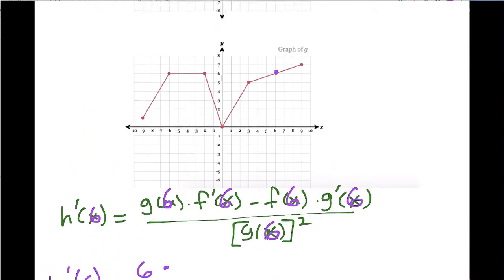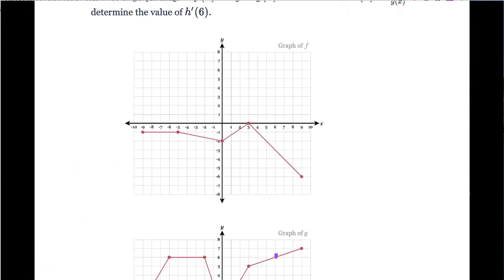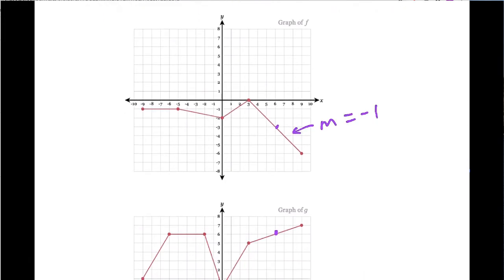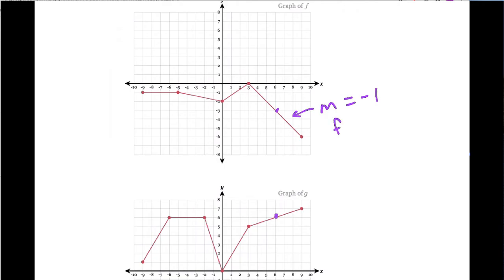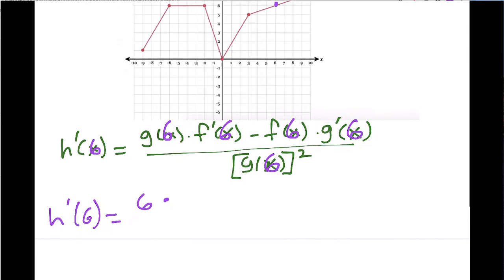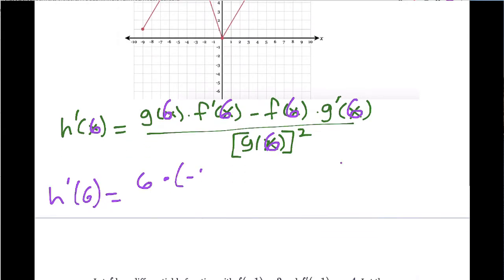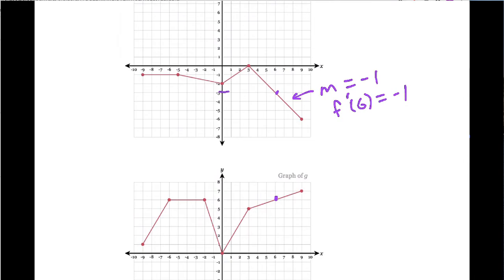Times f prime of 6. Remember, f prime is the derivative. 6 is right here. The slope of that line looks like it is equal to negative 1. So f prime of 6 is equal to negative 1. So we have times negative 1. F of 6 is right here. F of 6 is equal to negative 3.